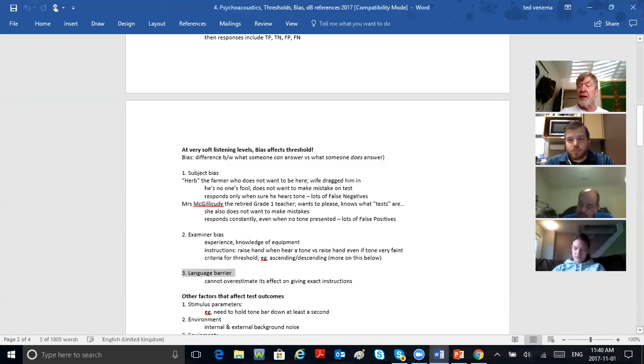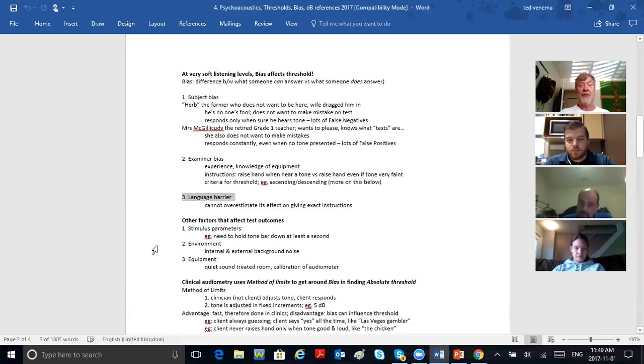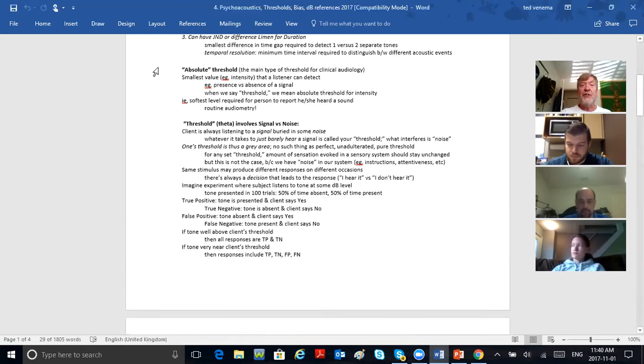And then finally you can get down to other factors that can affect the outcome. Environment, background noise. Now we're talking actual physical noise that can interfere. Equipment that's not calibrated properly. All kinds of stuff. Now, we also said last week that the type of threshold we do in our clinic is called absolute threshold because we're trying to detect the presence versus the absence of a tone. That's what we do as HISs.